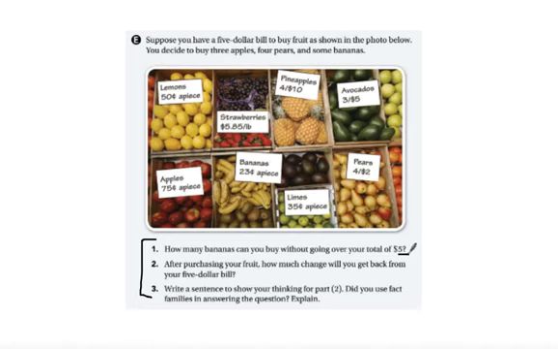Number 2 says after purchasing your fruit, how much change will you get back from your $5 bill? Number 3 says write a sentence to show your thinking for part 2. Did you use fact families in answering the question? Then you're going to explain. So go ahead, pause the video, and complete part E.